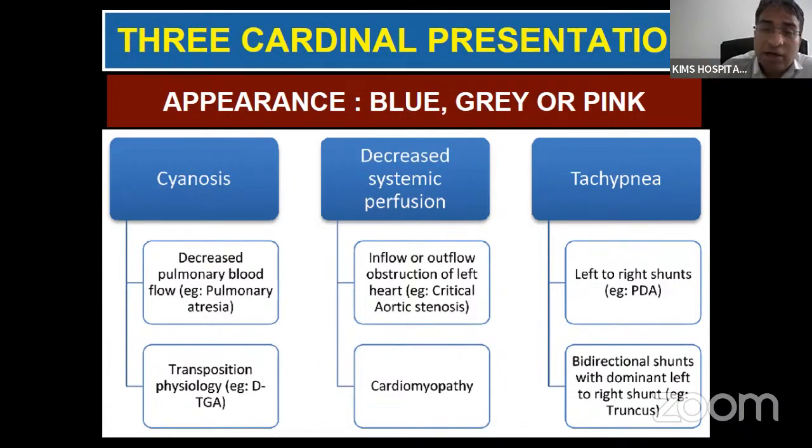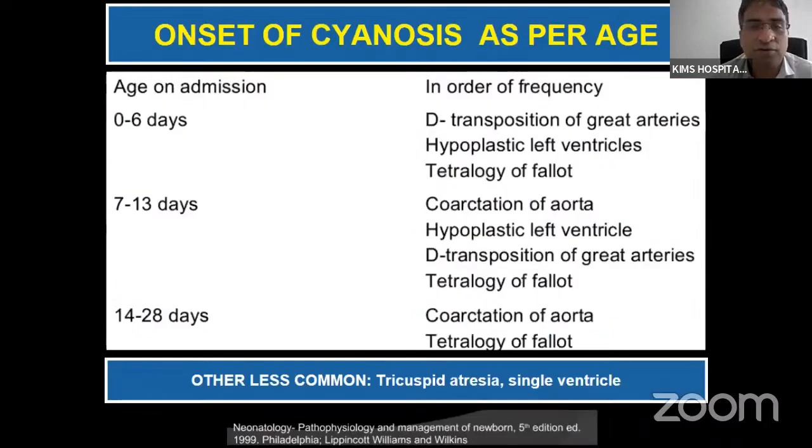Third thing is tachypnea, which is not related to PDA, that's why we will not discuss it. So we have described the categories of cyanosis: cyanosis with increased flow, cyanosis with decreased flow, and cyanosis with decreased systemic perfusion. So there are three categories we have to differentiate with cyanotic CHD.